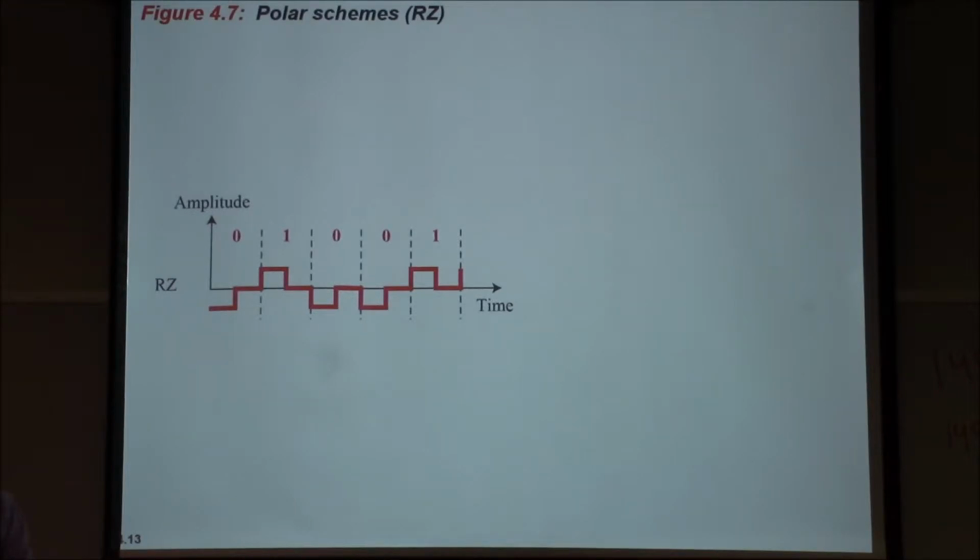So the other technique used in the polar scheme is called return to 0. Return to 0 has a transition in the middle of the bit interval. As you can see here, for 1, for 0, we always have a transition at the middle of the bit interval. Always we have a transition.